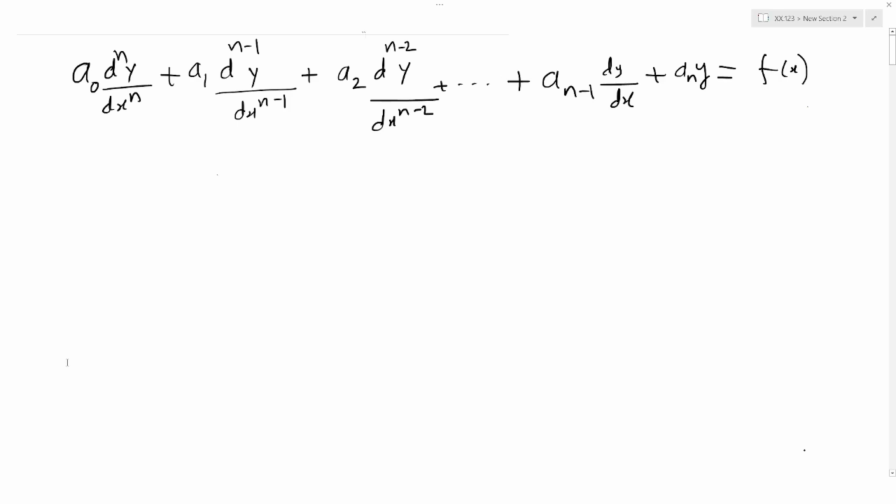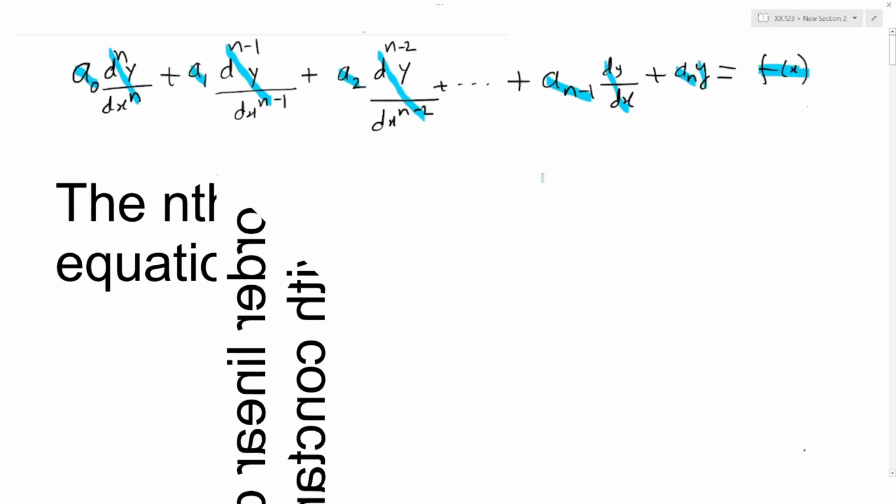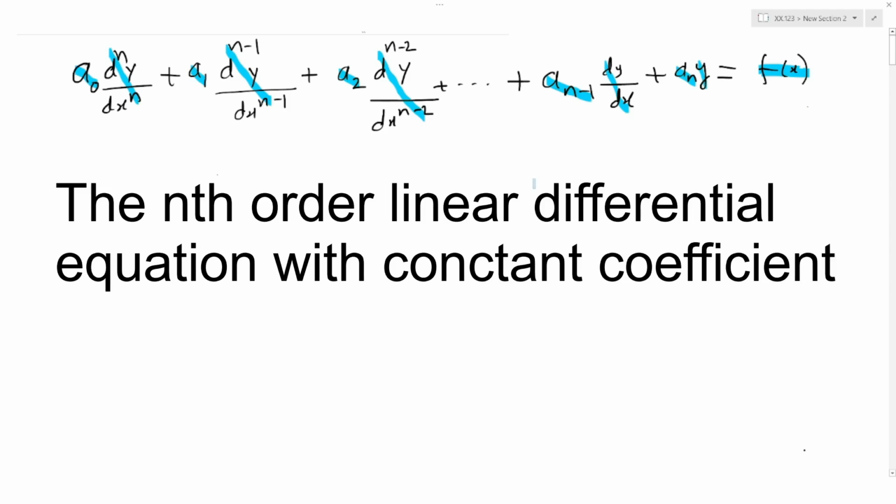Here we have one differential equation. Here a0 is a constant, a1 is a constant, a2 is a constant, an minus 1 is a constant, an is a constant. Constant means any number. And here the nth derivative of y, and again one reduce, that is the n minus 1 derivative of y, n minus 2 derivative of y, and so on till dy by dx. At the end we get y, and this is all equal to f of x. This type of differential equation is called nth order linear differential equation with constant coefficients.